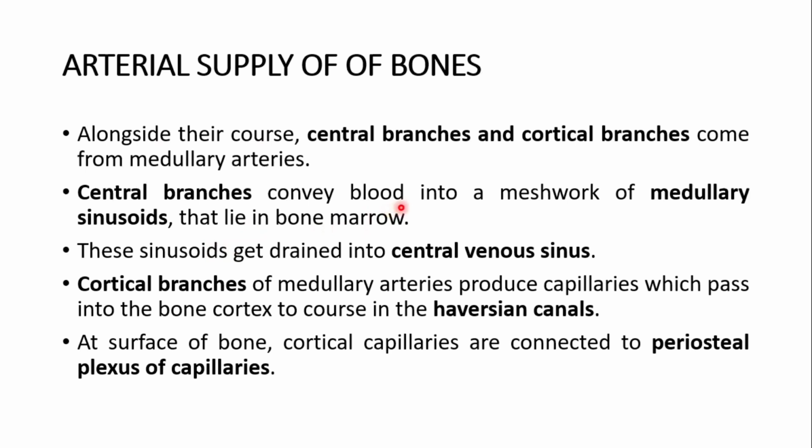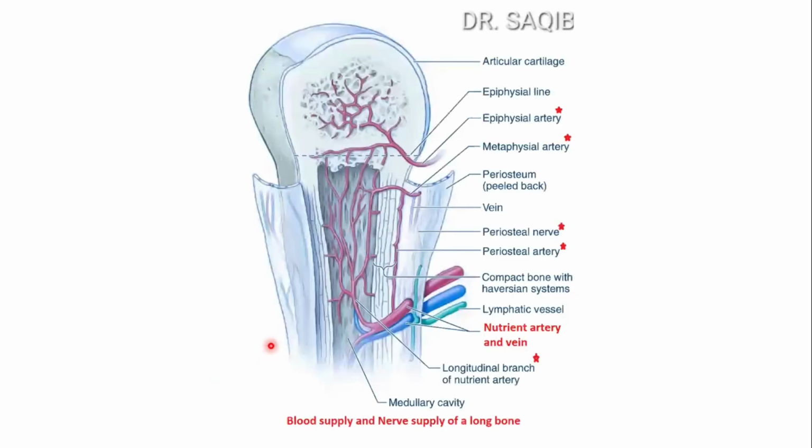Cortical branches of the medullary arteries produce capillaries which pass into the bone cortex to course in the Haversian canals. When I discuss with you the histology of a bone, you will come to know the details of the Haversian canals, the osteons, the lamellae. At the surface of the bone, cortical capillaries are connected to the periosteal plexus of capillaries.